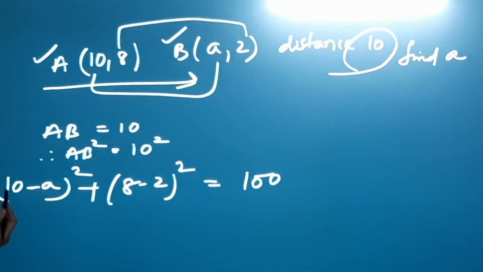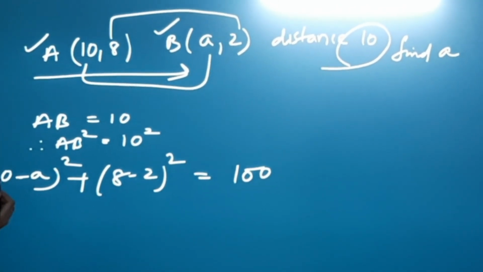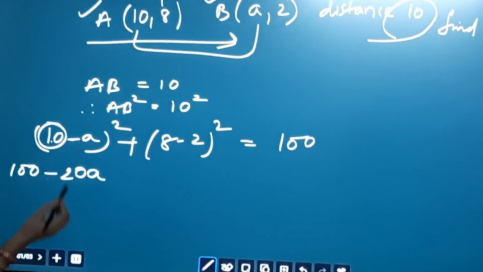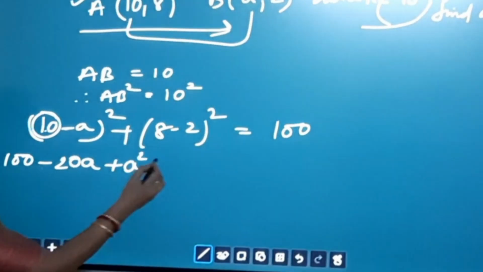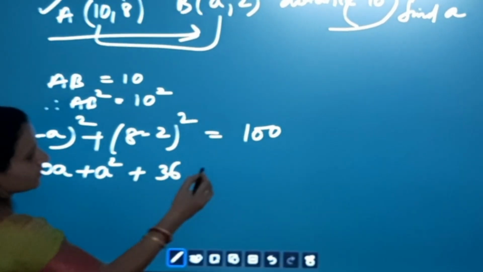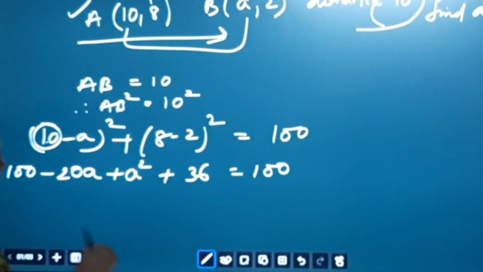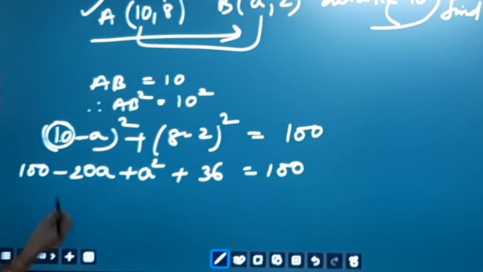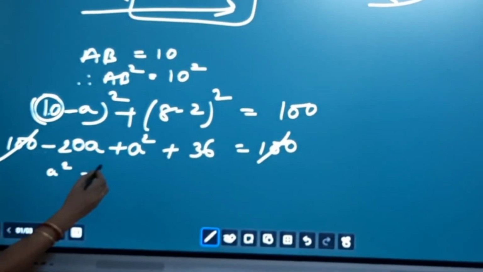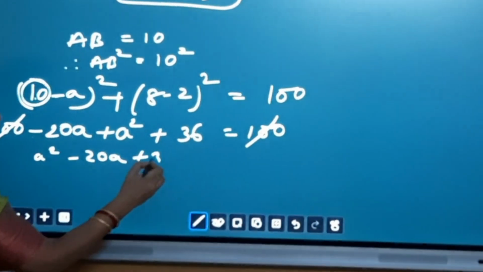Now expand it. 10 square is 100. Multiply the number with 2. 10 2s are 20, so it's minus 20a plus a square. 8 minus 2 is 6. 6 square is 36, is equal to 100. If we shift this 100 to that side, it will get subtracted. So I am cancelling both. Finally we are left with a square minus 20a plus 36.